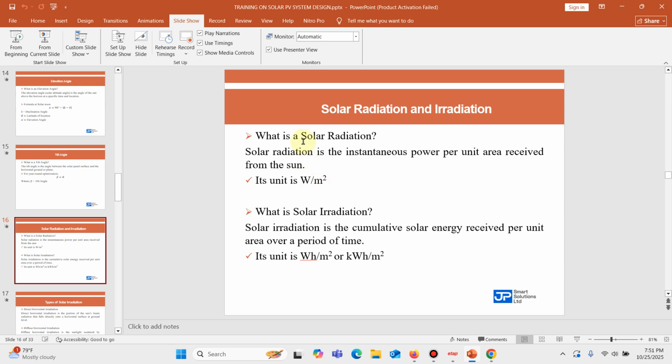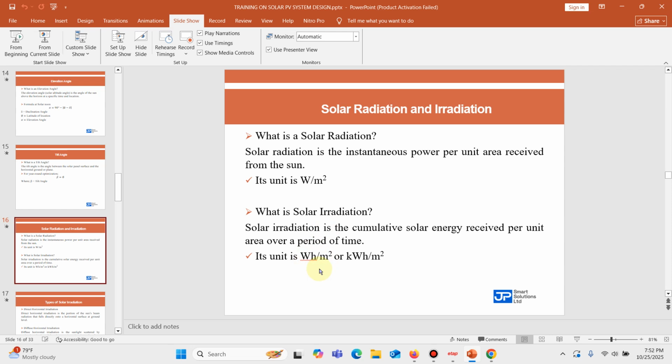The difference between solar radiation and solar irradiation, take note of this. People confuse this a lot. Solar radiation, we're talking about instantaneous power, in watt per meter square. Solar irradiation, we are talking about cumulative solar energy over a period of time, in watt hour per meter square. So once we are introducing the time factor, we are talking about solar irradiation.